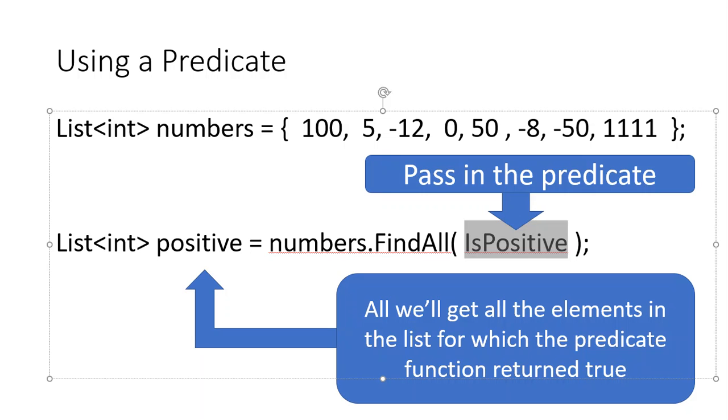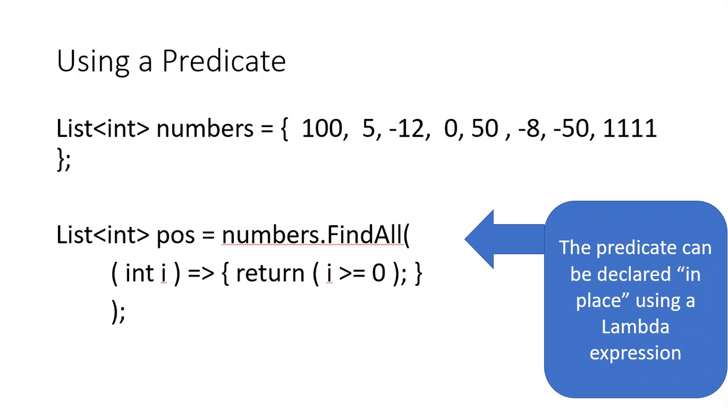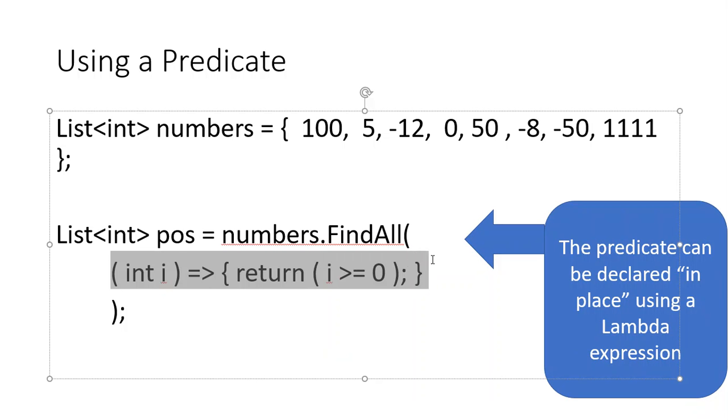It's kind of a weird syntax, but it's one of those things like once you get used to it and you know it's there, you start using it, you don't think too much about it. So what we're going to do now is rather than declaring a function somewhere else and passing it in, we're going to declare our predicate function right here. So this is the same thing that we wrote before.